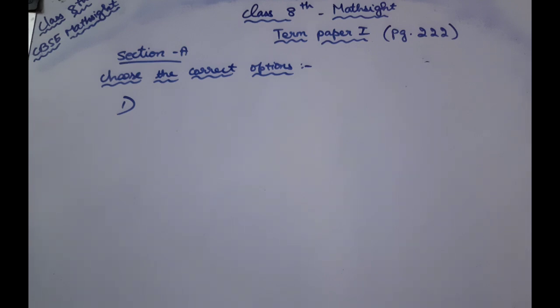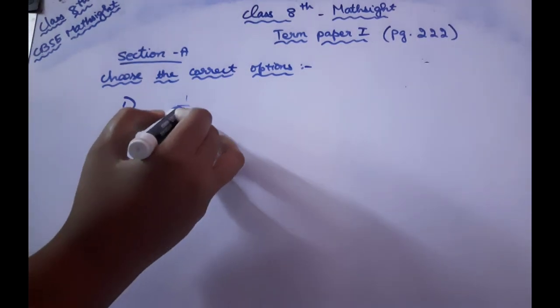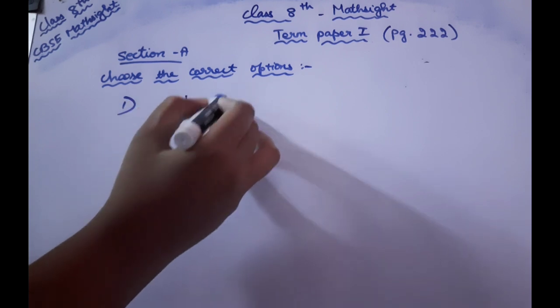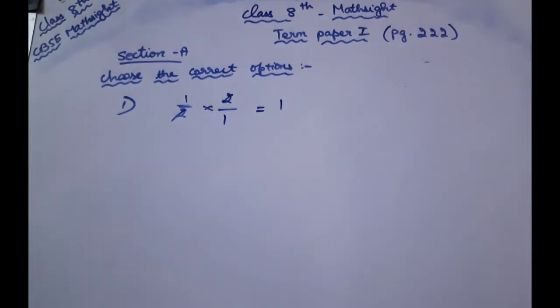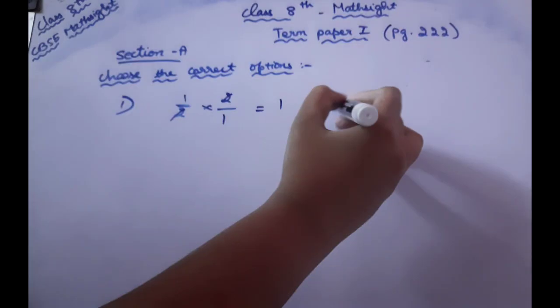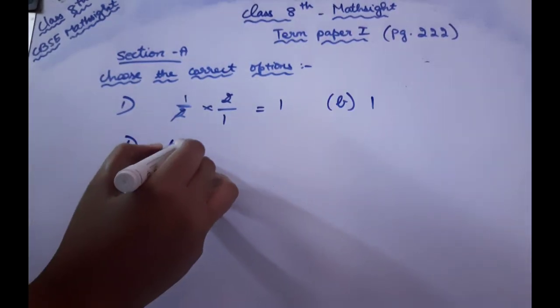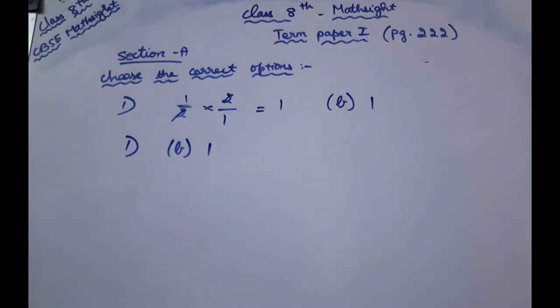Any rational number with its reciprocal, the value is going to be 1. For example, we can take the value 1 by 2. The reciprocal of 1 by 2 is 2 by 1. So when all the values are cancelled, the option is going to be 1. Option B, 1 is the correct answer.